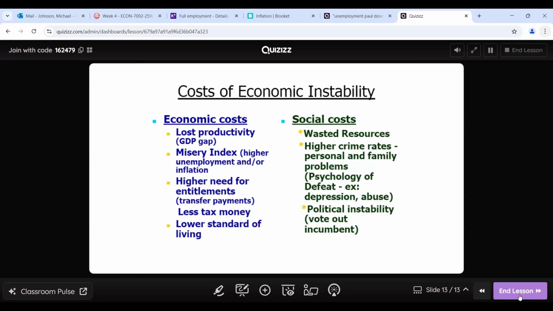Cost of unemployment. So the cost of economic instability: economic costs, lost productivity, GDP gap, misery index, higher unemployment and/or inflation, higher need for entitlements, transfer payments, less tax money, lower standard of living. Social costs: wasted resources, higher crime rates, personal and family problems, psychology of defeat, for example depression, abuse. Political instability: vote out the incumbent.